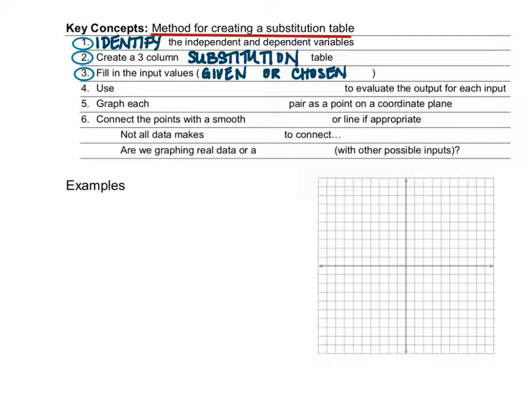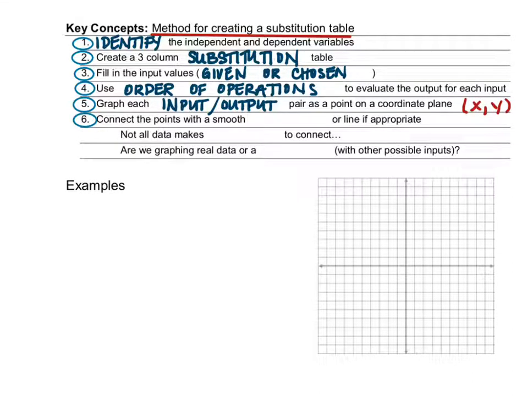The fourth step is to use order of operations to evaluate the output for each input. The fifth step is going to have us graph the input and the output pair as a point on the coordinate plane. When we write these, we write them as ordered pairs, and we always put the x first. So it's x comma y, in parentheses with a comma in between them.